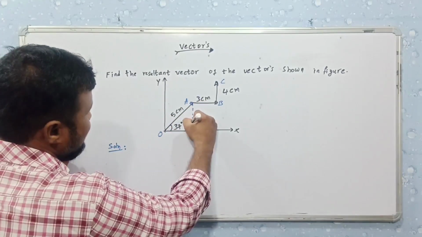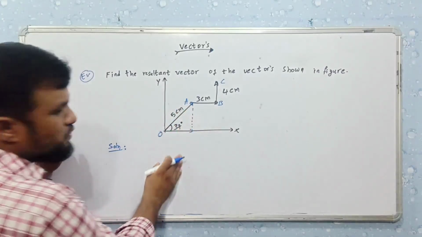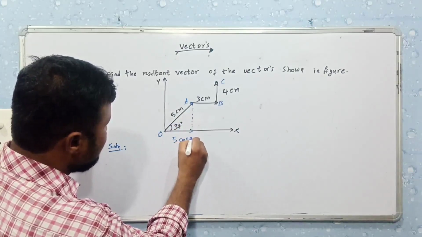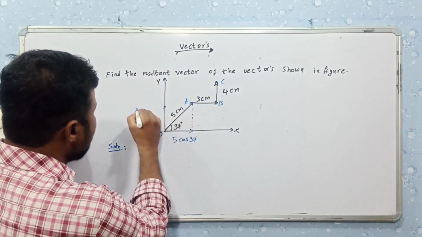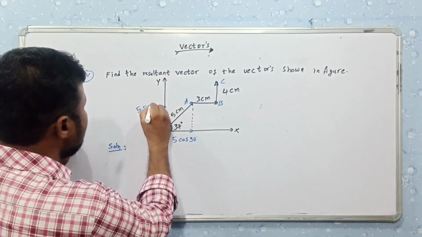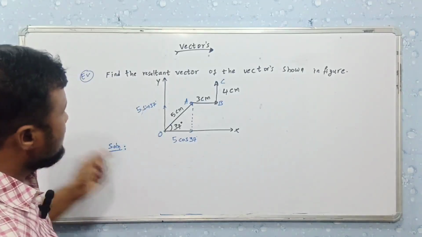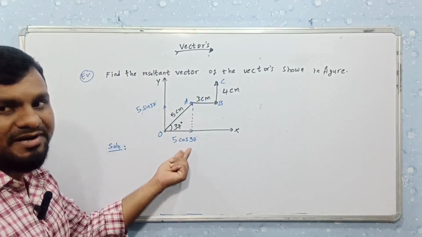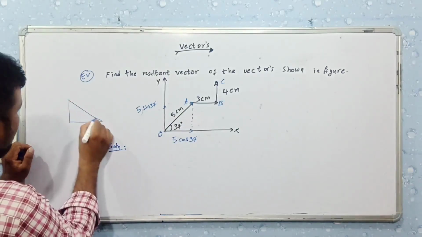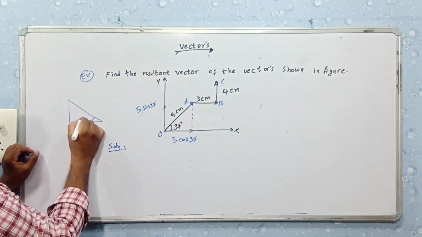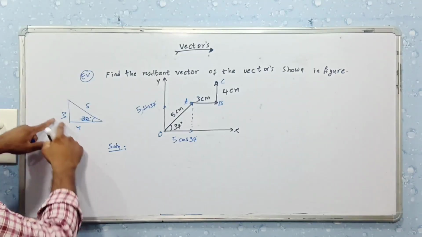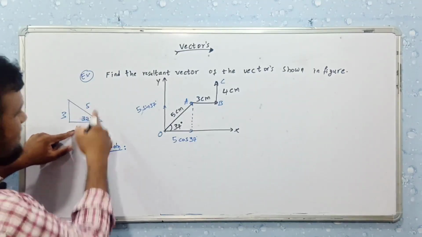You can observe here a right angle triangle. So you can split 5 centimeter into two components. Along x-axis 5 cos 37 degree, along y-axis 5 sin 37 degree. Yes or no? So 37 degrees, we already discussed the 3 4 5 triangle. Did you remember? Theta means this is 37 degree, 3 4 5. Cos 37 is adjacent by hypotenuse, 4 by 5 will come.